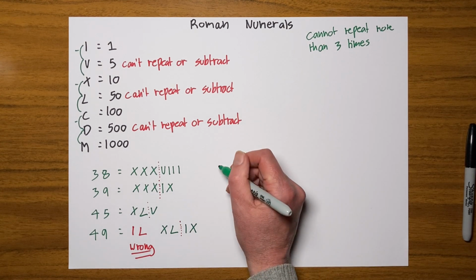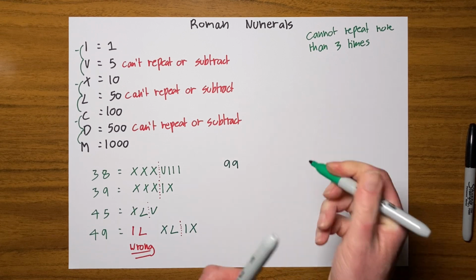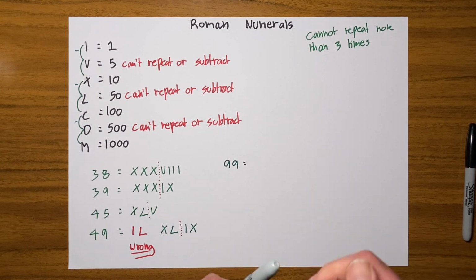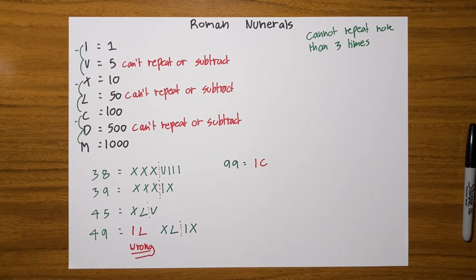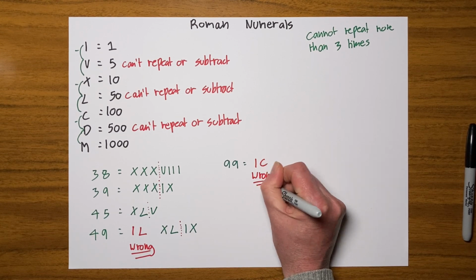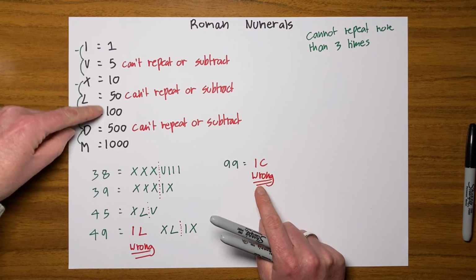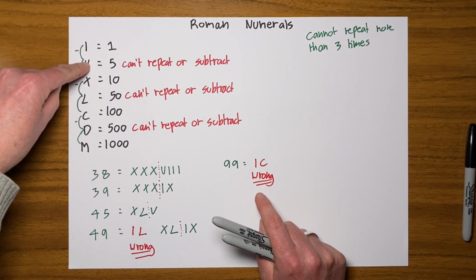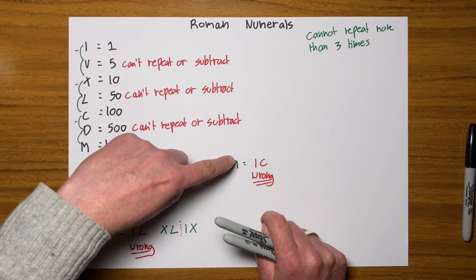Let's look at another one while we're at it. I think it's quite useful to do this. So 99 is not IC, for exactly the same reason. Wrong. Because I can't put 1 in front of 100, because it's more than 1, 2 in front, okay? So that is not 99.